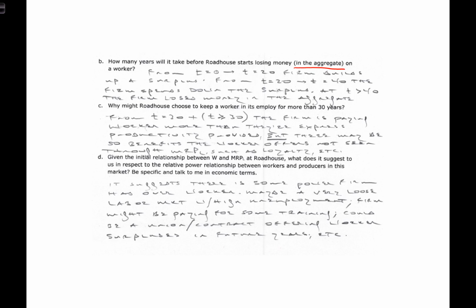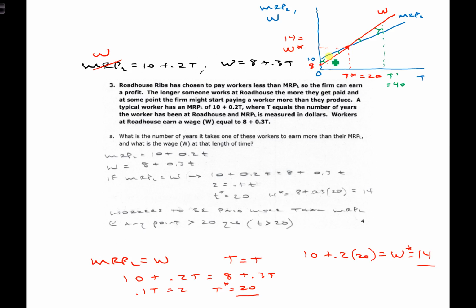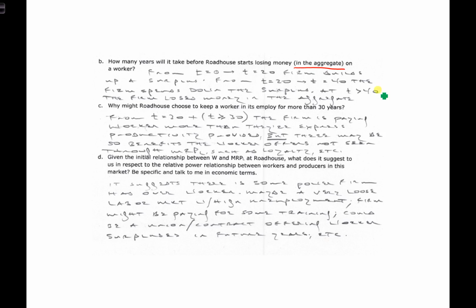So in Part B, I'm asking you to tell me at what point they start losing money in the aggregate. So at what point have they completely depleted all of this built-up surplus that they got while the employee was paid less than they actually produced? How long does it take them to exhaust that when the employee is being paid more than they produce? Well, if it took 20 years to get it and these lines are straight, it takes 20 years to exhaust it in this case. And so I was looking for a value of t greater than 20. Or even if you had said that t equal 20, I would have been fine with that.